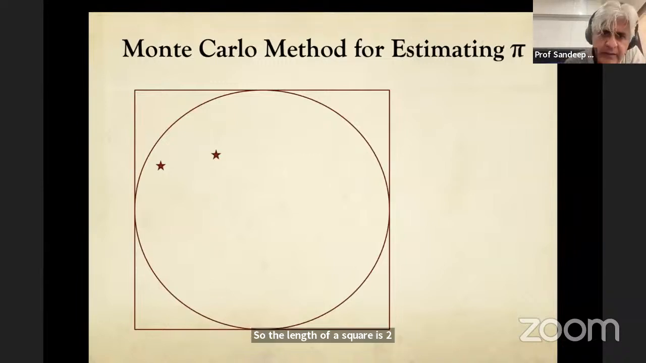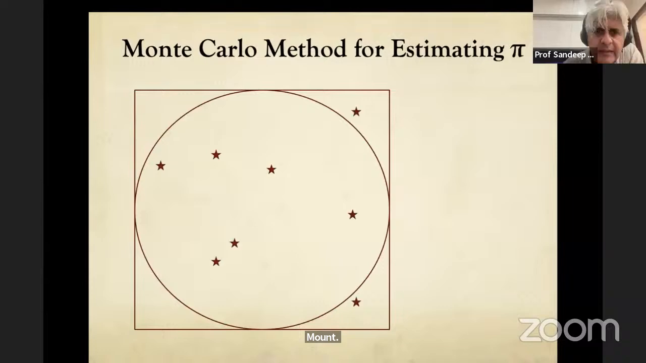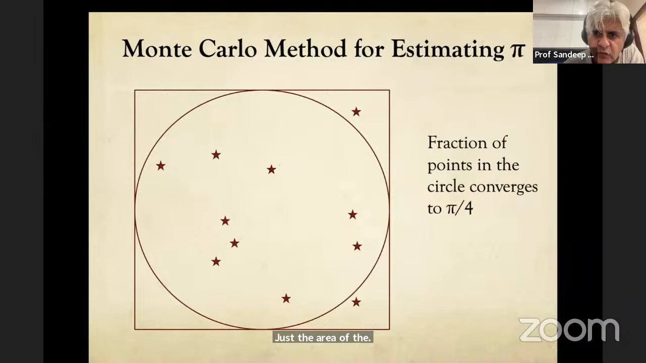And then count the fraction of darts which are lying within the circle. You know that that fraction should be just the area of the circle divided by the area of the square. So that's pi by 4. You do this maybe a few billion times, and that's the whole point.